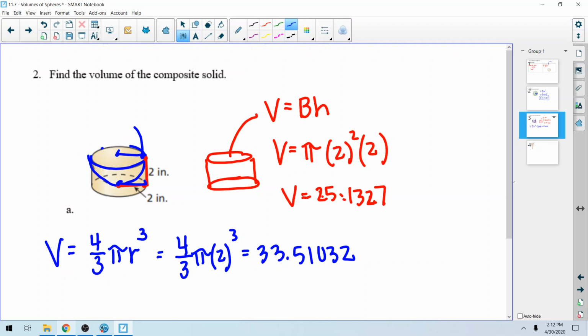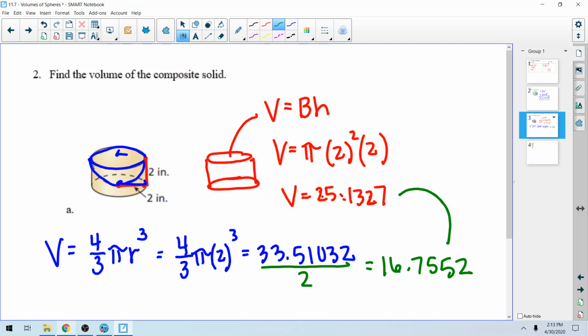Now, that is for an entire sphere. But in this solid, we don't have the entire sphere. We just have half of it. We have a hemisphere. So now I'm going to take that and cut it in half, which is 16.7552. Now, look at your red volume, look at your green volume. Do you want to add those or do you want to subtract those? Because the sphere kind of came out, we're going to subtract.